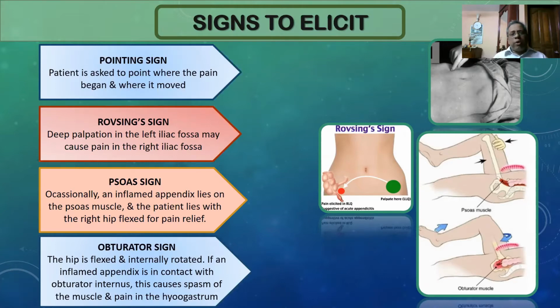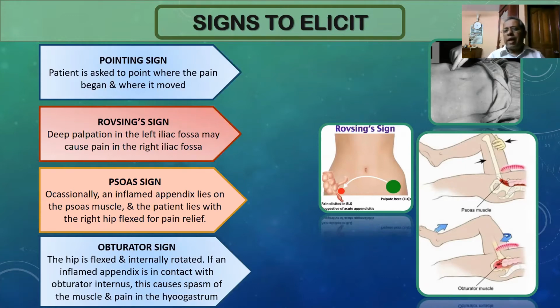Another one is Cope's obturator test. Where does the obturator muscle lie? The obturator muscle lies in the pelvic wall. That means in the pelvic cavity, there is the obturator internus inside. On the outside, there is the obturator externus.